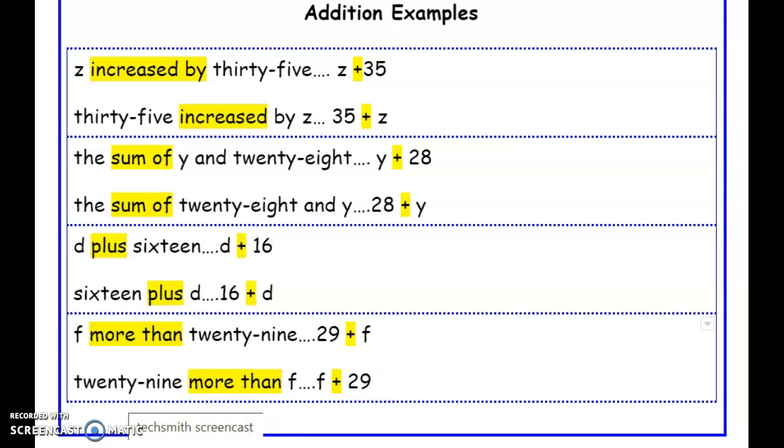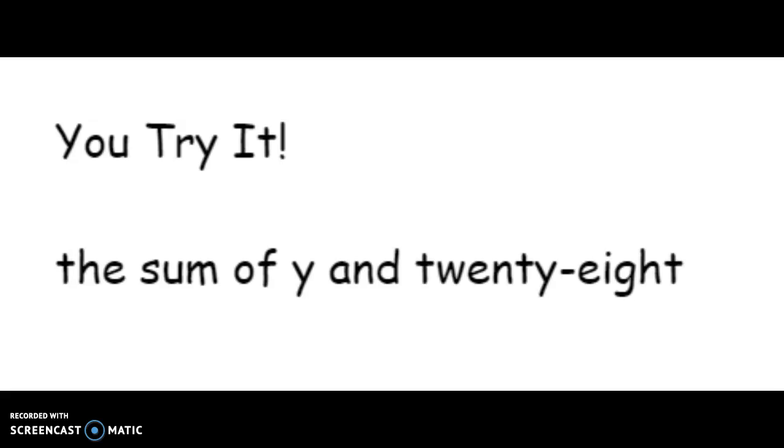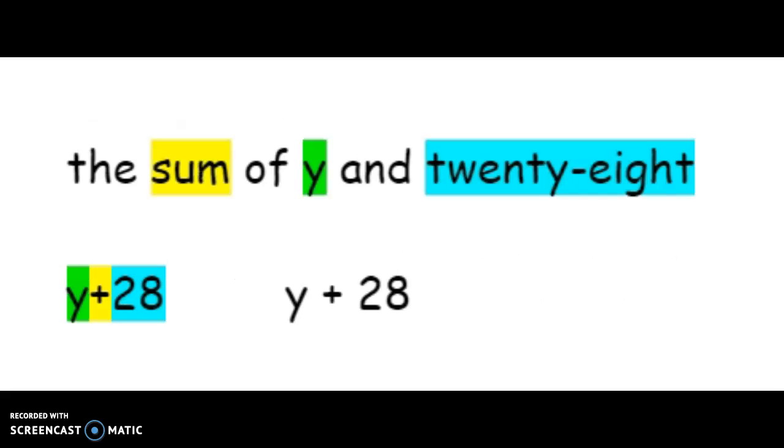Let's do some examples together. All right, time for the you try it. The sum of y and 28. Let's see what that would be. Okay, the sum of y and 28. Well, sum tells us that we have to do a plus sign, and we know that that's where that's going to be. So we have to go ahead and take a look at that. And it becomes y plus 28.